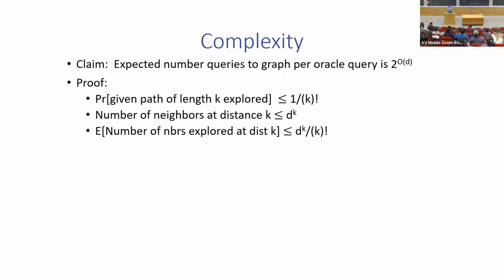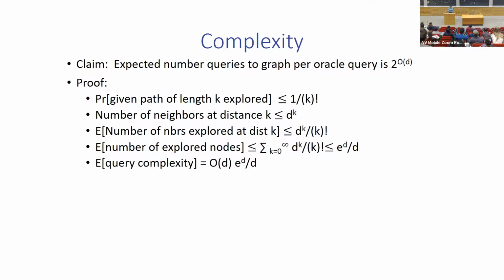For each neighbor, there was some path to it, and it has to be decreasing. So it's at most d to the k over k factorial. And the expected number of explored nodes is at most the sum over k from 0 to infinity of d to the k over k factorial. And this turns out to be e to the d. So the expected query complexity, multiply that by another factor of d, because you have to look at your whole adjacency list, but whatever, it still ends up 2 to the order d.